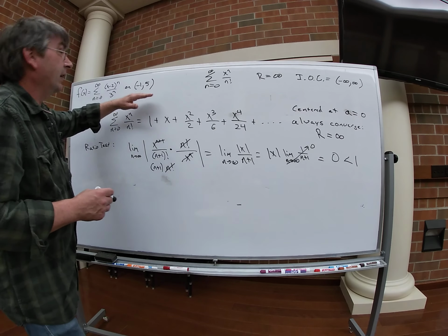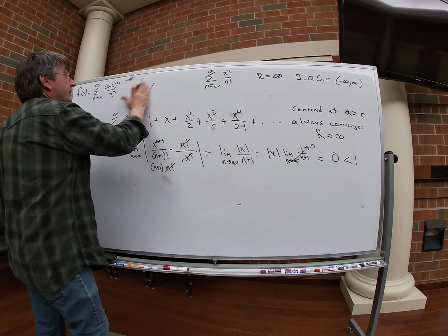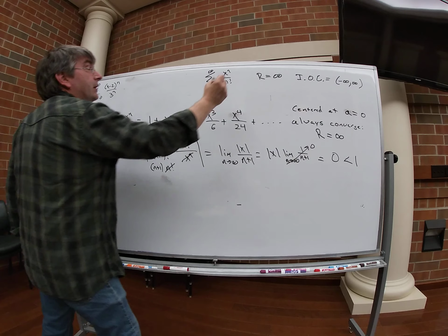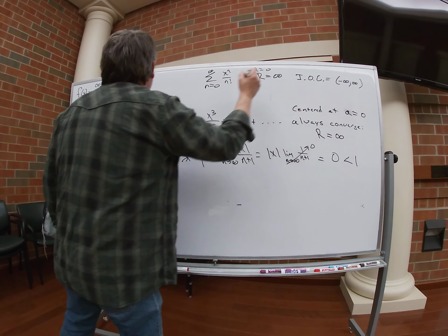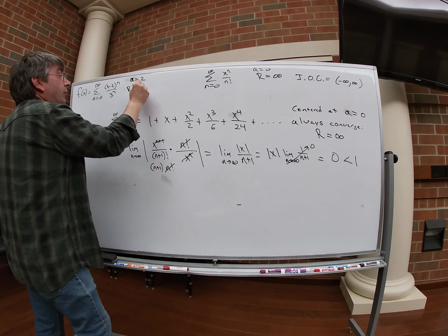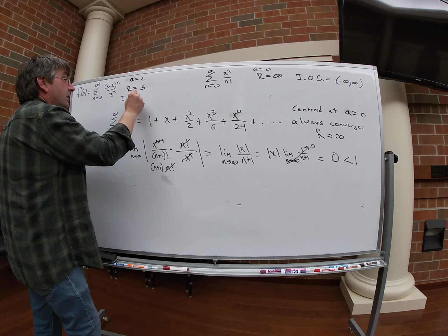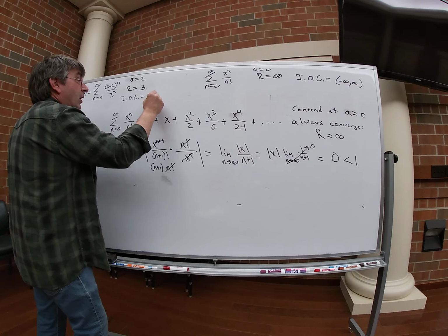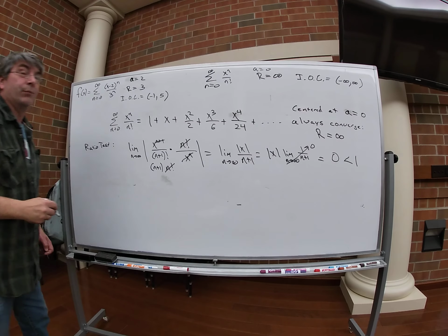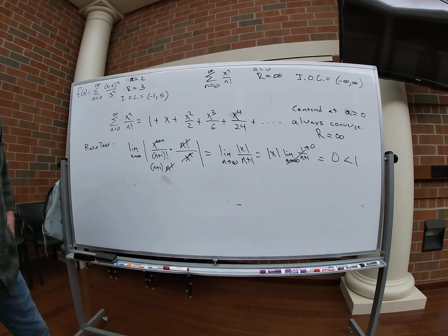So that's something else that can happen. This is my R. Let me list this as well. My center, my A here was 0. Here my A is 2. My R was 3, radius of convergence, and my interval of convergence was -1 to 5, excluding both endpoints, because at -1 and 5 we got divergence.